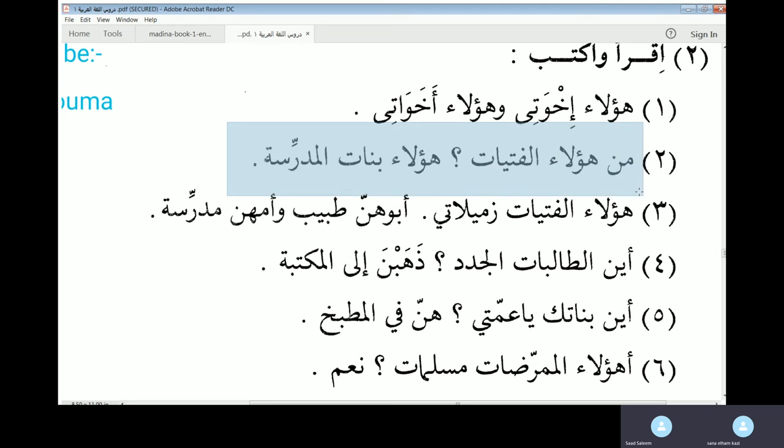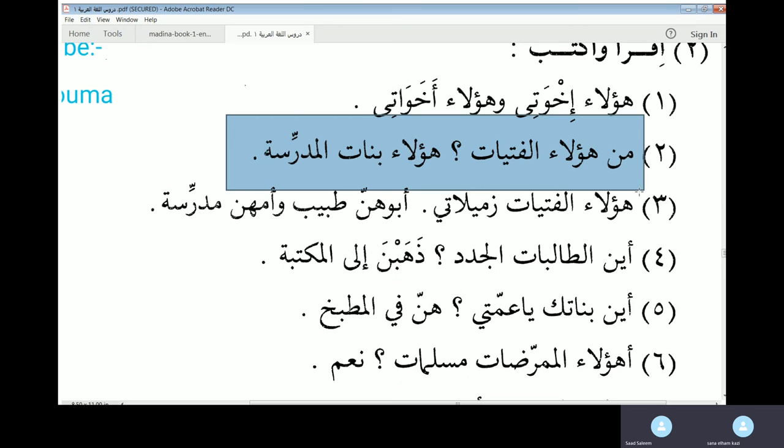Man haulai fatayatu. Who are these young women? Haulai banatul mudarrisati. These are the daughters of the teacher.